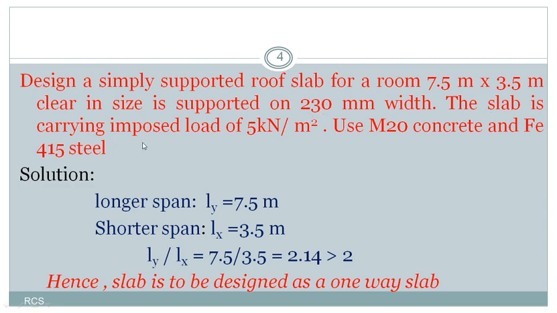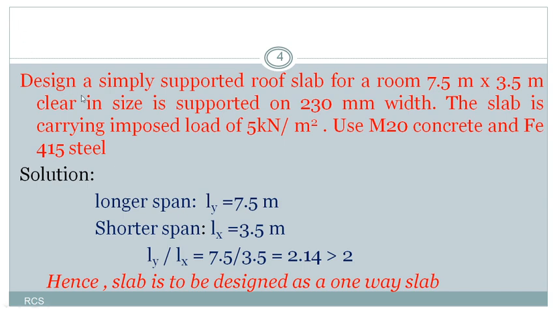The slab is carrying an imposed load of 5 kN per meter square. Use M20 concrete and Fe 250 steel. From this problem, it does not mention what type of slab we have to design. First of all, we have to decide what type of slab we are going to design, and then on which support it is mounted.